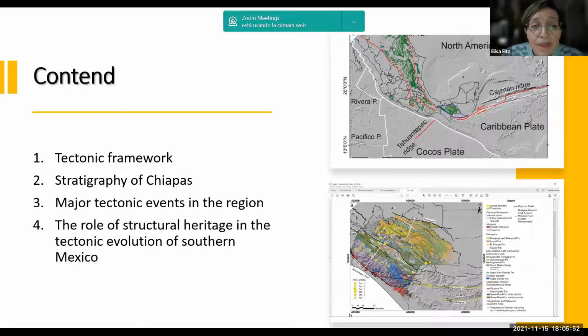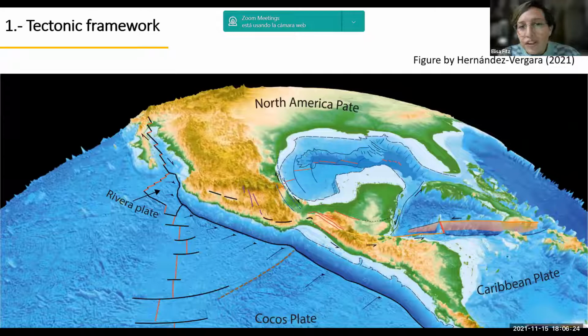So the principal ones, because in my opinion, there are more episodes of deformation that we have not addressed yet. We know they happen, but we don't quite understand them yet. And then finally, I'll talk about the role of the structural heritage in the tectonic evolution of southern Mexico, particularly from the very southern Mexico, from the perspective from the south to the north, from Chiapas to the north of Mexico.